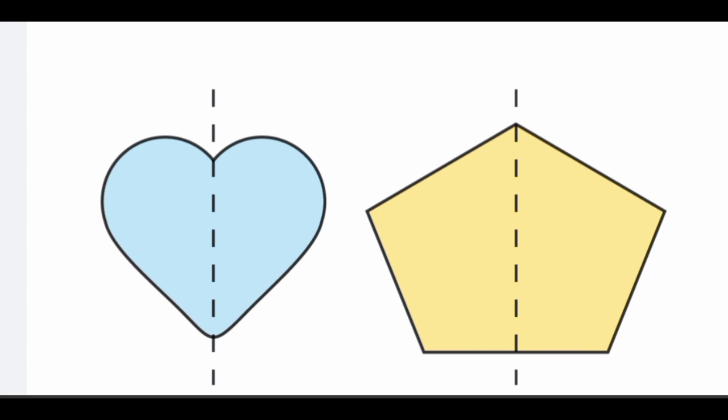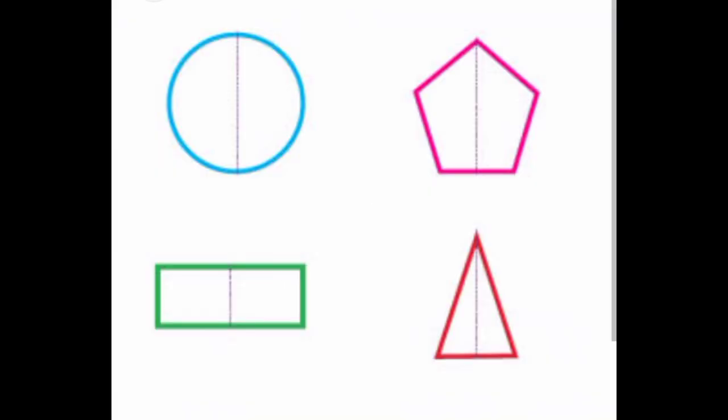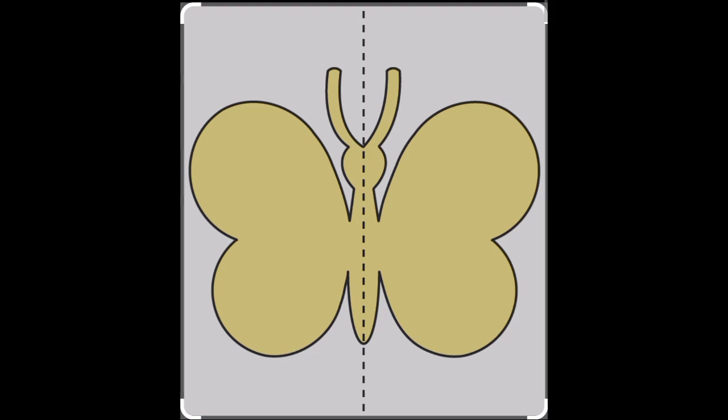See here, the heart shape can be divided into two halves. Then the next is a pentagon. We can divide it into two halves. Next, a circle is divided into two halves. Then a pentagon is divided into two halves. Next, a rectangle is divided into two halves. Then a triangle is divided into two halves. So these have equal sides. When we divide them into two halves, they are all equal on both sides. So this is called symmetry.